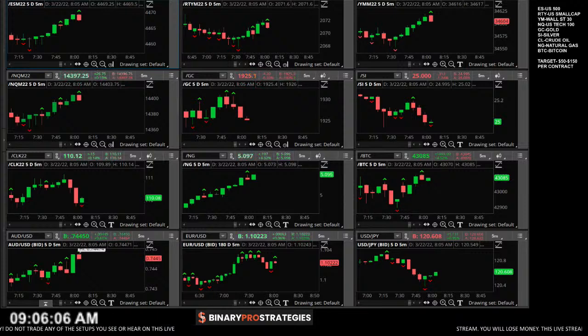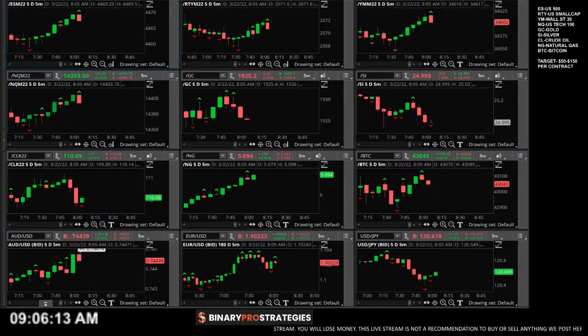I don't see anything on the indices right now. I don't see anything on gold yet. Nothing on silver. Maybe possible short coming up on gold, but not yet. Nothing on crude. Nothing on natural gas.